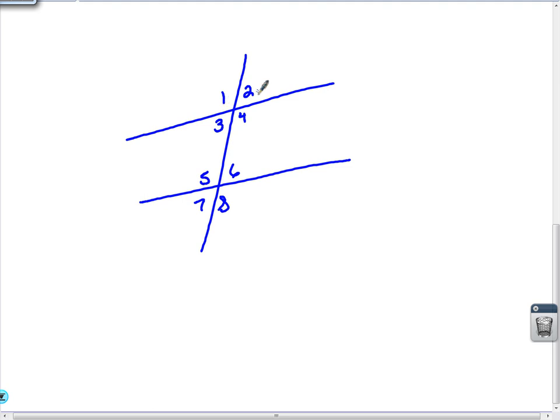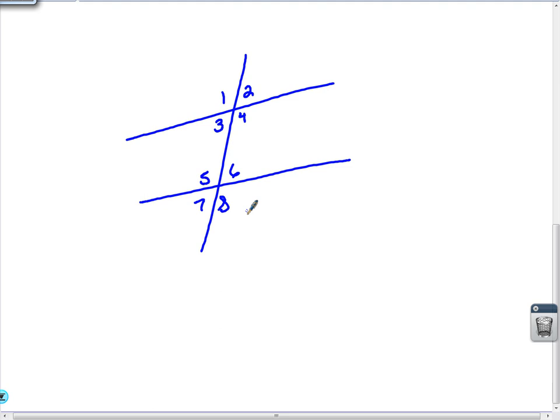Megan, angle 2 is congruent to what angle? 6. Destiny, angle 3 is congruent with 7. Good. And Sydney, angle 4 is congruent with 8. Go a step further. What about alternate interior angles, alternate exterior angles, same side interior? Let's go through that whole list.